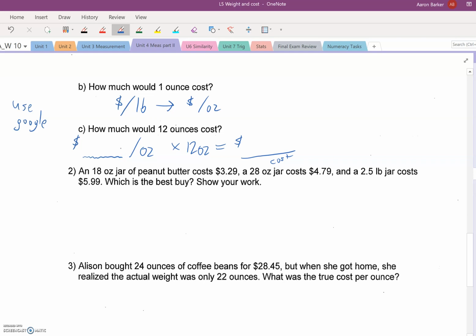An 18 ounce jar of peanut butter costs $3.29, 28 ounces costs that, and 2.5 pounds costs $5.99. Which one's the better buy? So you're going to figure out your cost per ounce for the 18 ounces. You're going to figure out your cost per ounce for your 28 ounce jar, and then for 2.5 pounds, you have to convert that into ounces, and then you can figure out your cost per ounce for that one as well and see which one's cheaper.